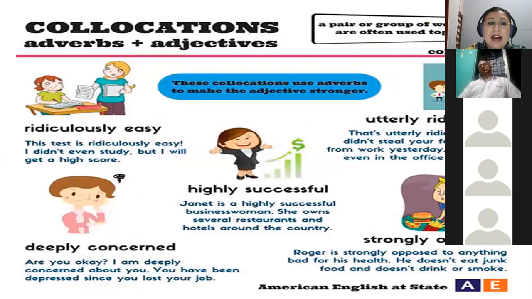So I have here another example. And let me tell you that this is also called collocation. These collocations use adverbs to make the adjective stronger. Si ustedes me preguntan, teacher, pero ¿cómo se llama eso de poner juntos gramaticalmente el adverbio con el adjetivo? Bueno, tiene un nombre, ¿verdad? Se llama collocation. Y es el adverb plus the adjective. Okay? And here it says, these collocations use adverbs to make the adjective stronger.